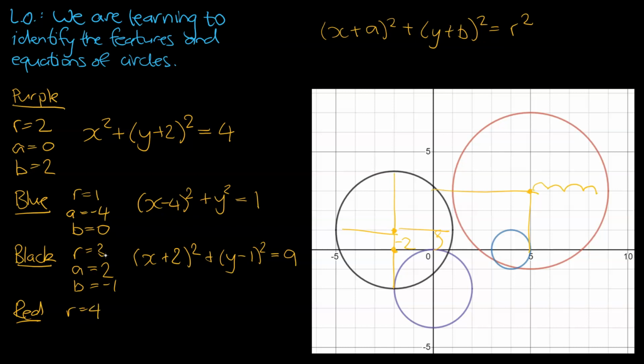We then have a look, how much has it been moved left or right? It's been moved along the x-axis to +5, which means the a value will be -5. And it's been moved up to +3 along the y-axis, which means the b value will be -3. Finally, we can plug that into our equation. So (x minus 5) squared plus (y minus 3) squared, all of that is going to be equal to 4 squared, and again, we can just change that to 16.